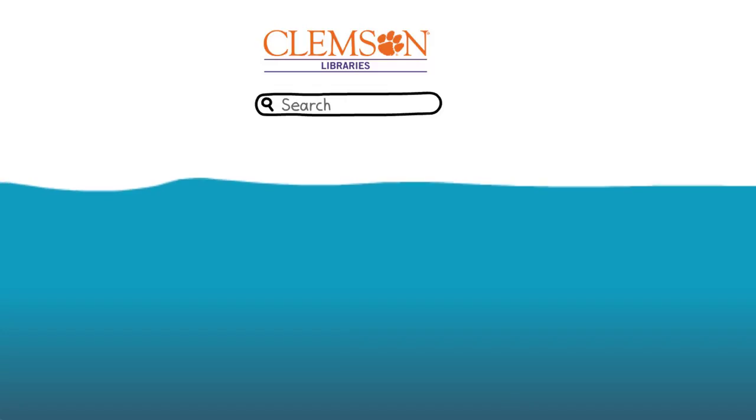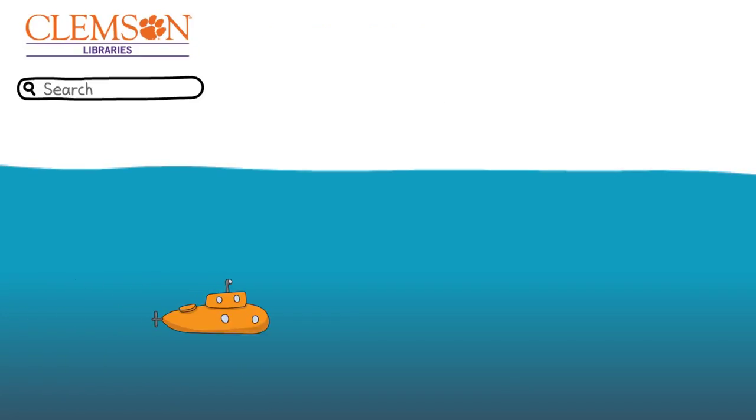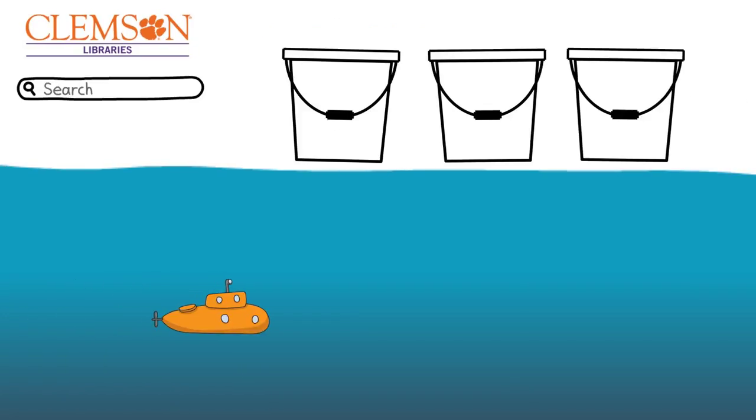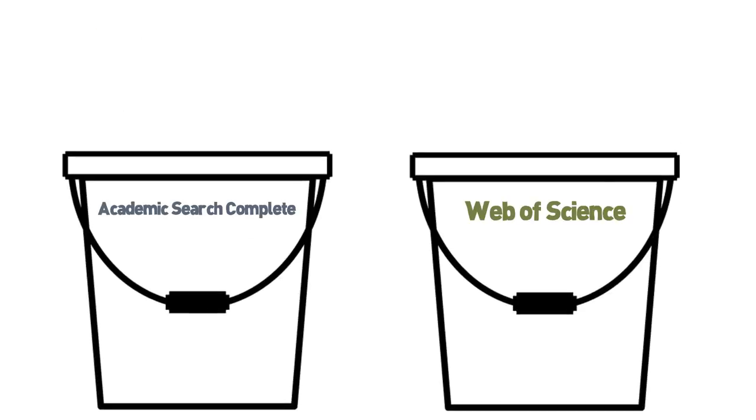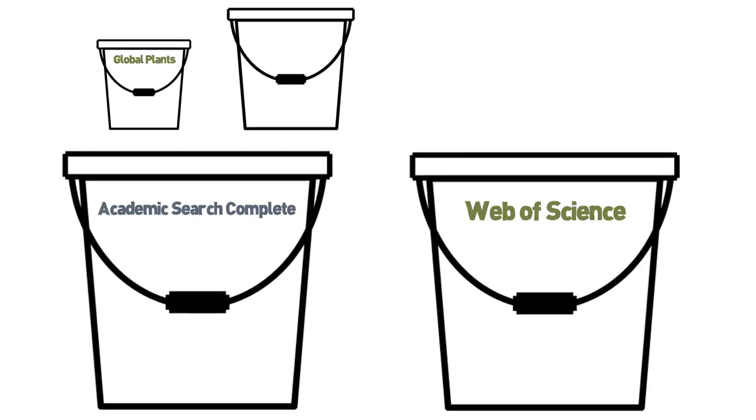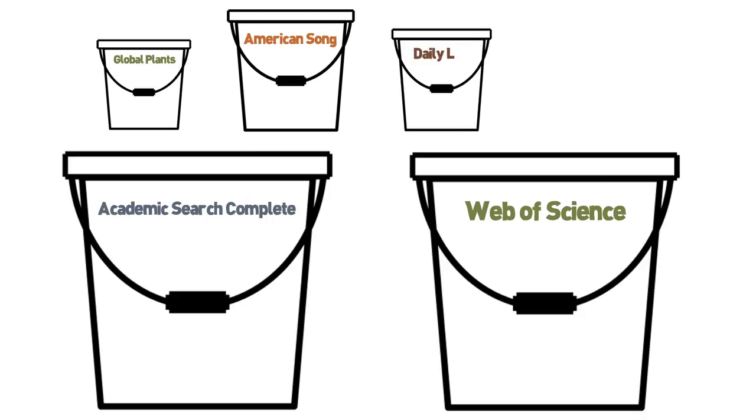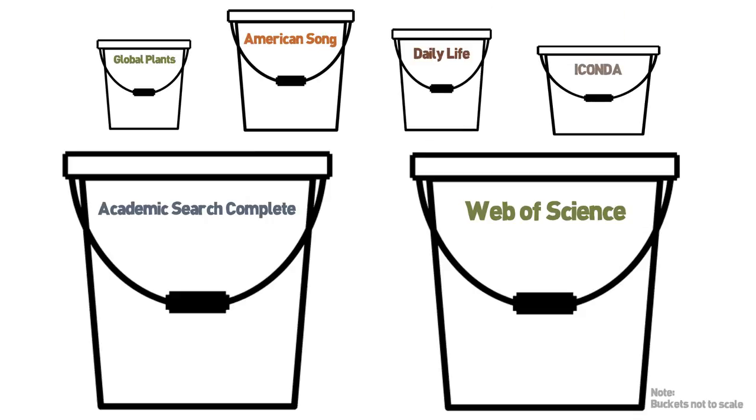Library resources. Our databases give you special access to the deep web and have organized this vast sea of information into buckets. There are big buckets with lots of topics, and smaller buckets with only special types of information. Remember, these buckets have different stuff in them, so search in several different databases to make sure you get the best, most relevant sources for your research.